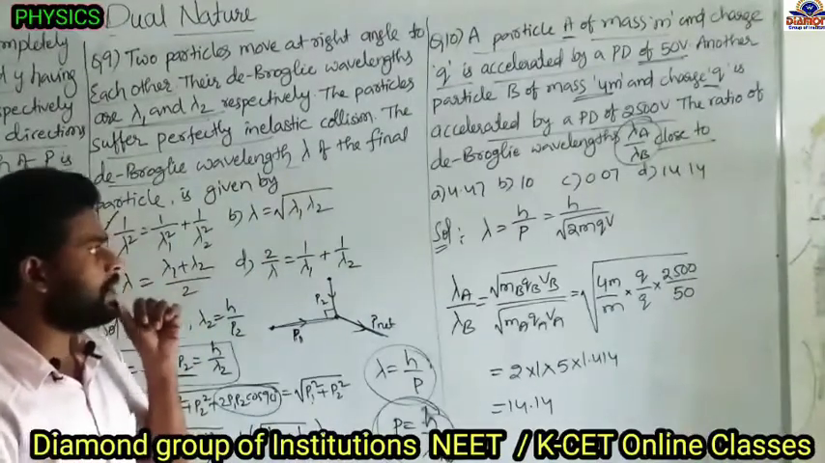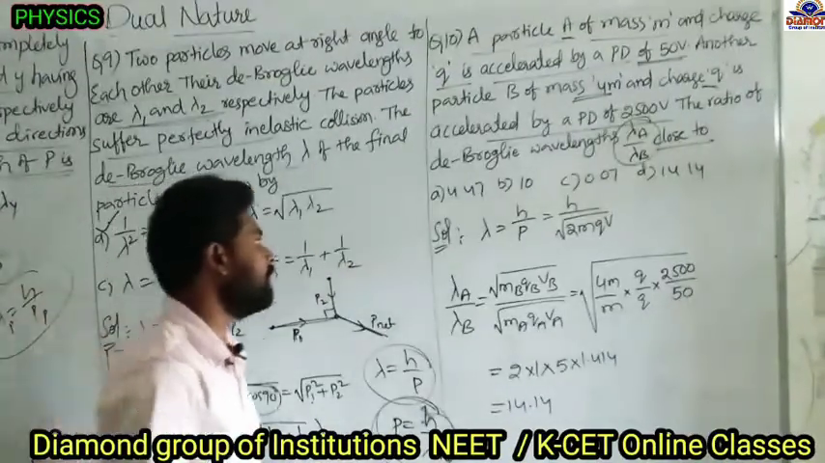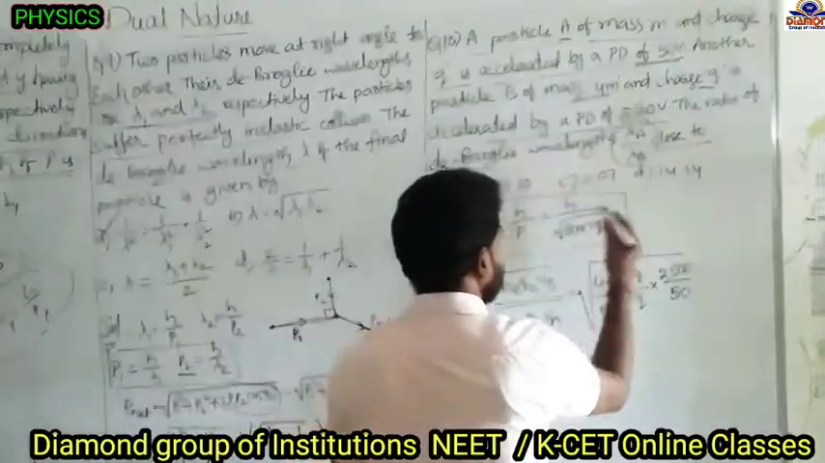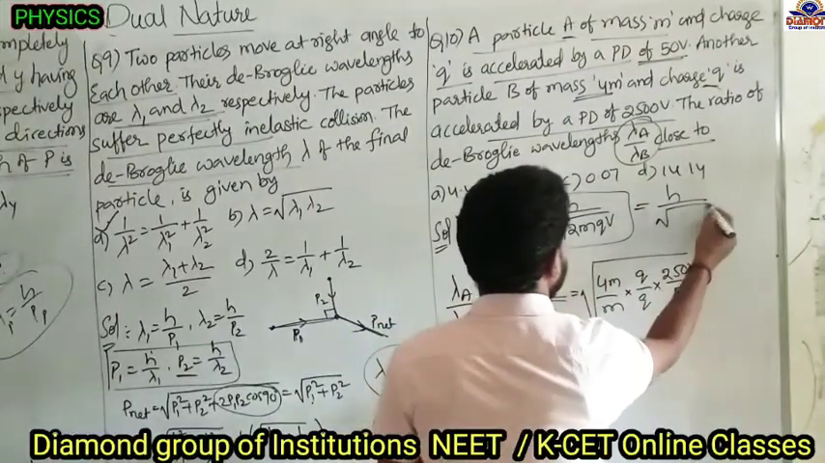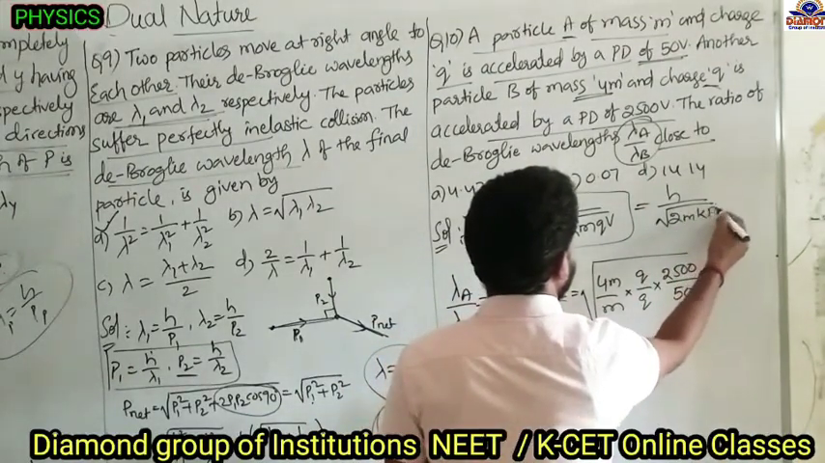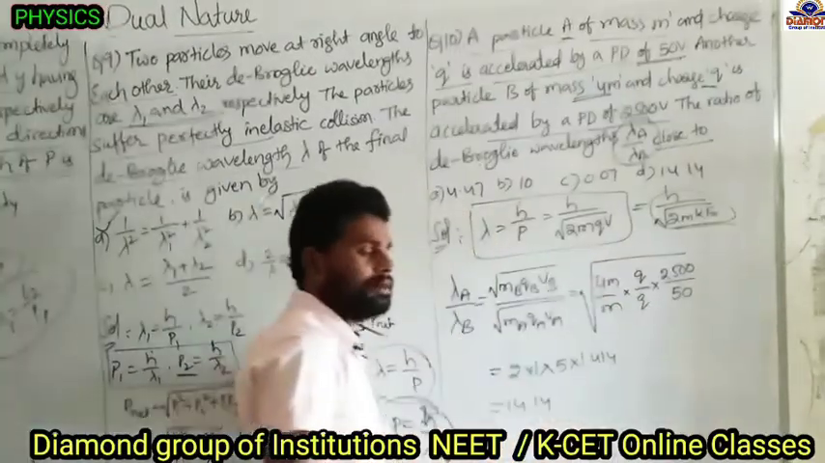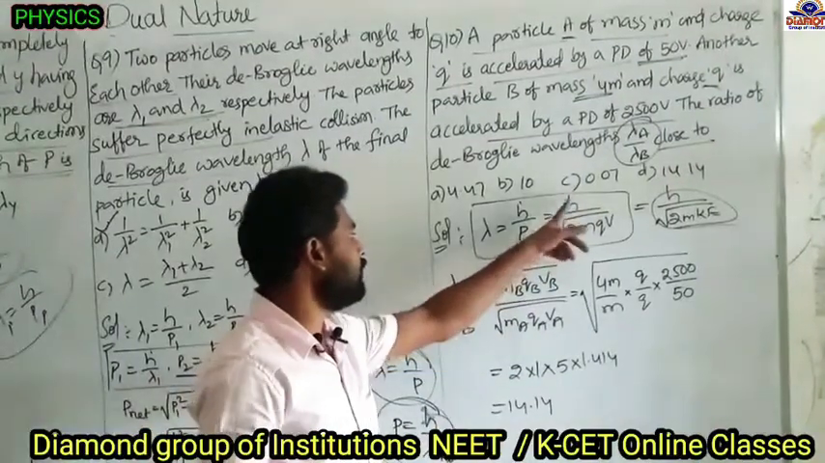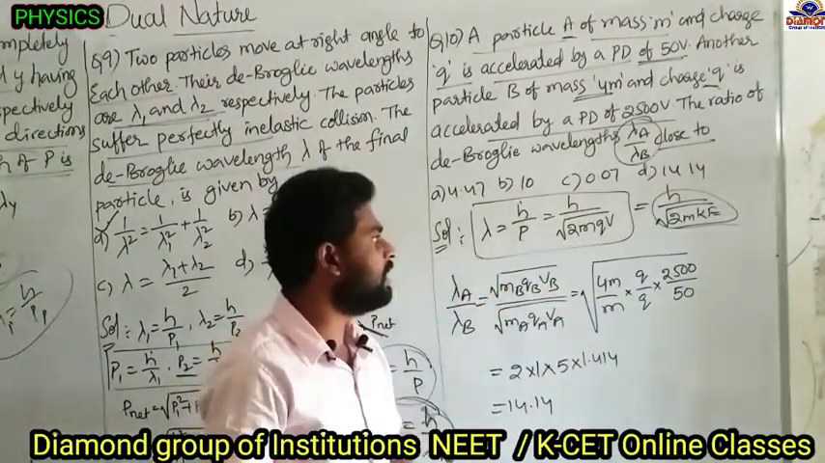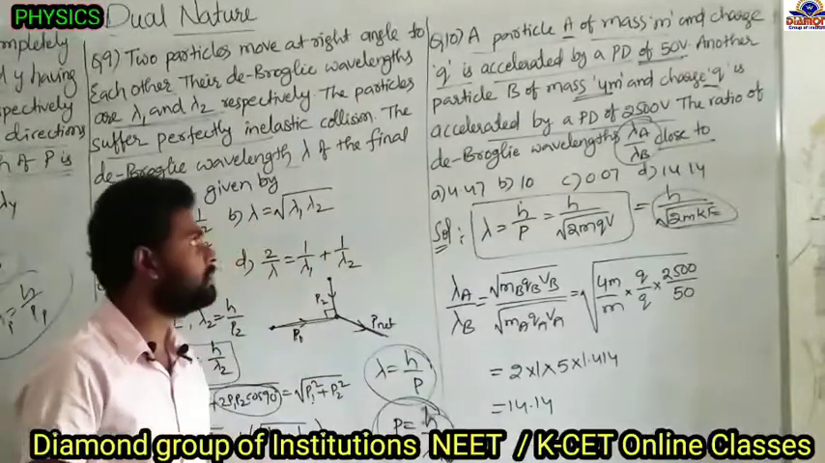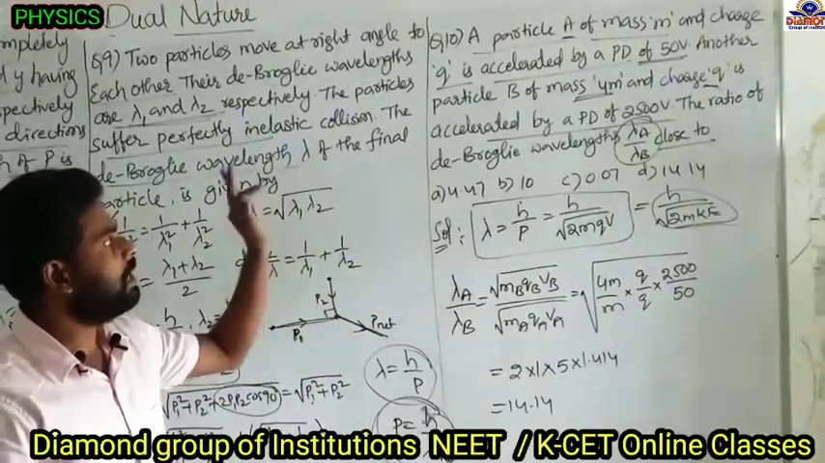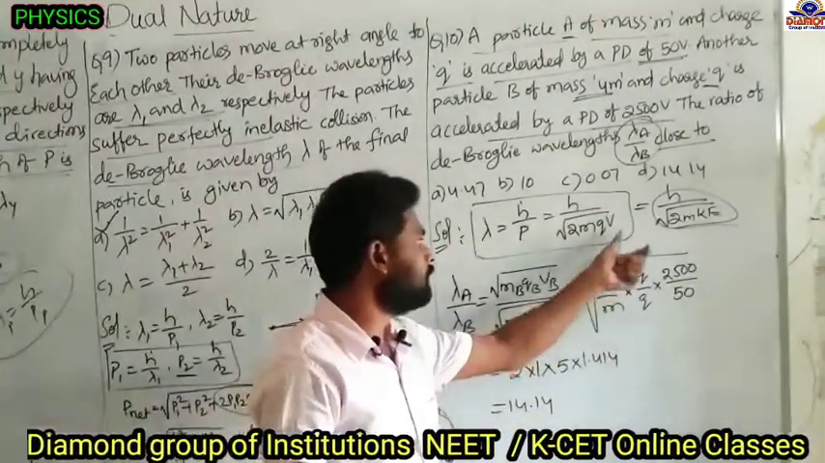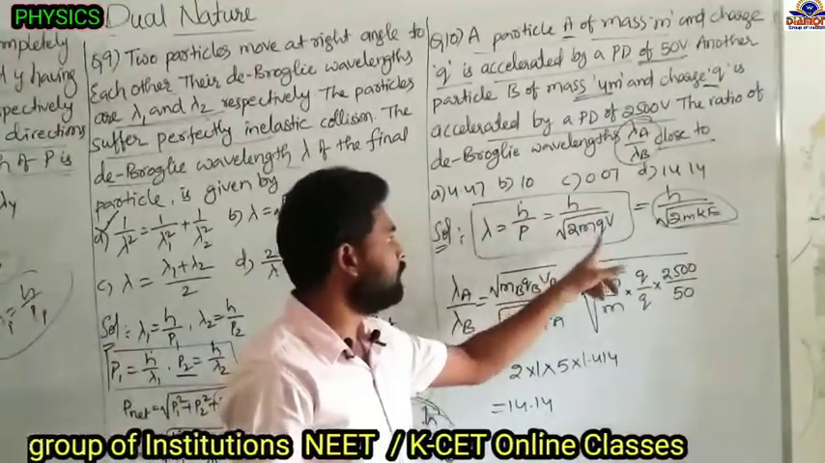For the moving particle, we already know the wavelength formula, de Broglie wavelength lambda equal to h by p, and this we can write as h by square root of 2m times kinetic energy, which is qV, that means the charge accelerated by potential difference V. So lambda equal to h by root 2mqV. Why are we writing it in terms of the potential? Because here they gave the mass, charge and the potential difference, that's why we write the wavelength of the moving particle in terms of the potential. So h by square root of 2mqV.